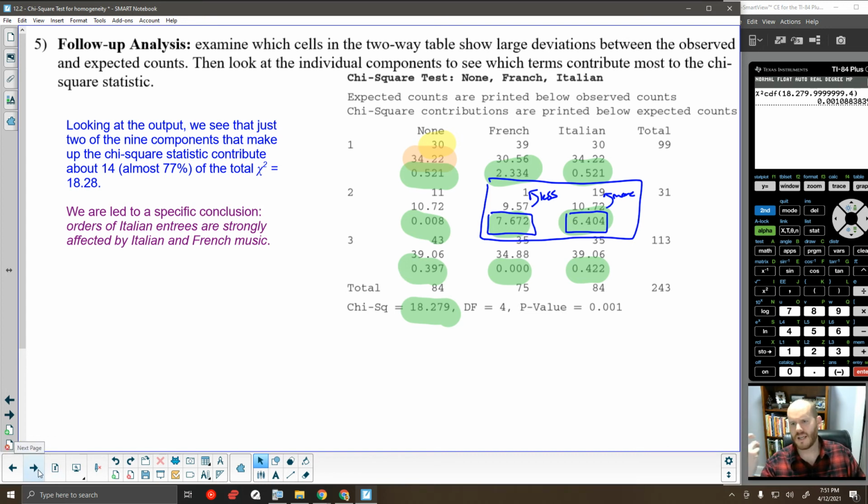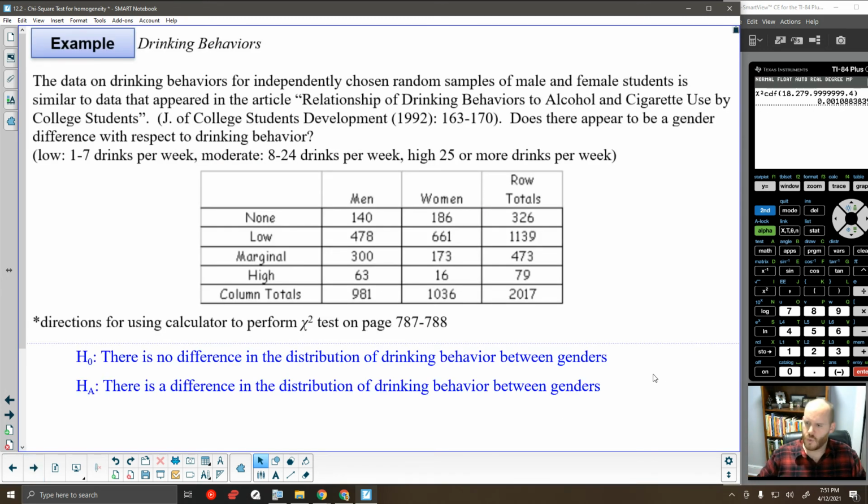So here's another question. This is data on drinking behaviors for independently chosen random samples of male and female students. And this comes from an article, Relationship of Drinking Behaviors to Alcohol and Cigarette Use by College Students, which was published in 1992. So does there appear to be a difference with respect to drinking behaviors by gender?